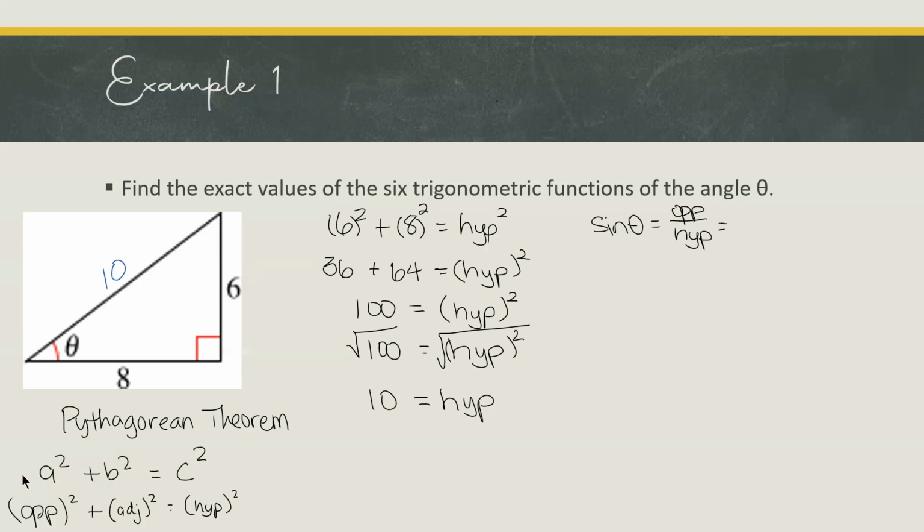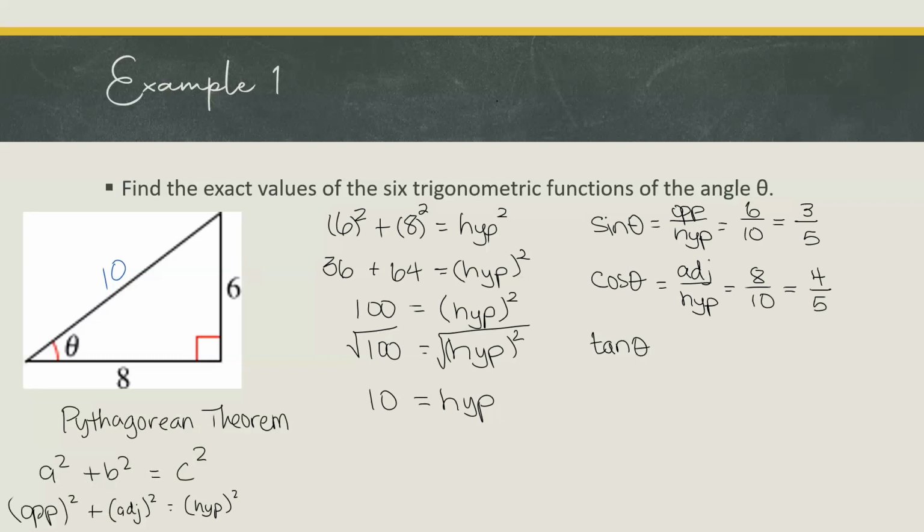And we're going to reduce that. Both of those are divisible by 2. So if I divide by 2 on the top, I get 3. And dividing by 2 on the bottom, I get 5. So in simplest form, the sine of this angle theta is 3 over 5. Cosine is adjacent over the hypotenuse. The adjacent side is 8. Hypotenuse is still 10. Reducing 8 over 10, again dividing by 2, gives me 4 over 5.